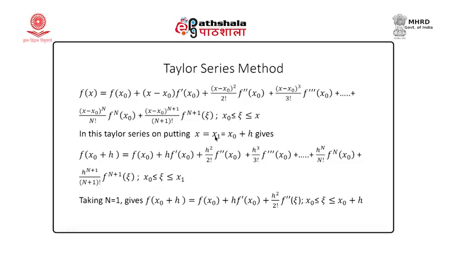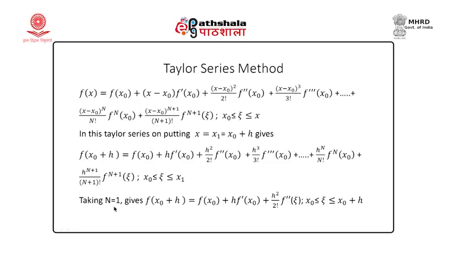So, h f dash x 0 plus h square by 2 factorial second derivative at x 0, h cube by 3 factorial third derivative, last term h raised to n by n factorial f n x 0, and remainder term h raised to n plus 1 by n plus 1 factorial n plus 1 derivative at the point xi, again xi is some point between x 0 and x 1.